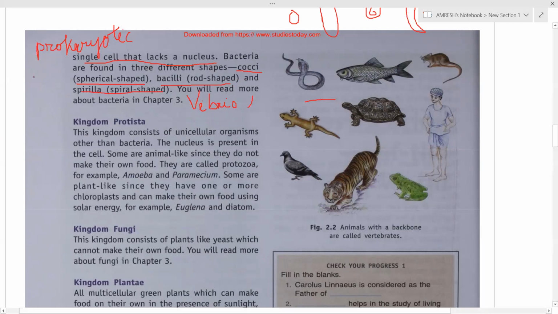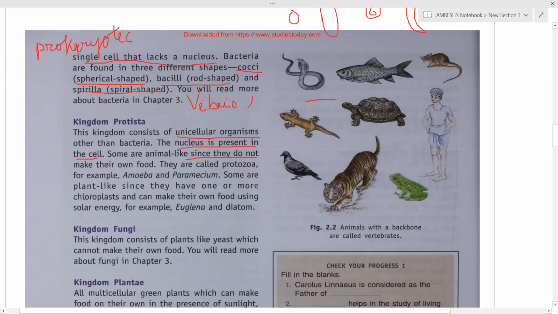Next is kingdom Protista. This kingdom consists of unicellular organisms. As I have already told, there are two kingdoms for unicellular organisms. First kingdom is Monera, second kingdom is Protista. What is the difference between Monera and Protista? Presence and absence of nucleus. In Monera, the nucleus is absent, but in Protista, the nucleus is present in the cell.